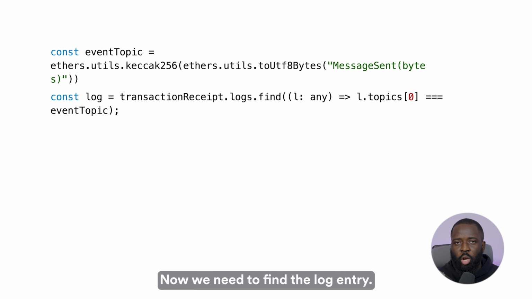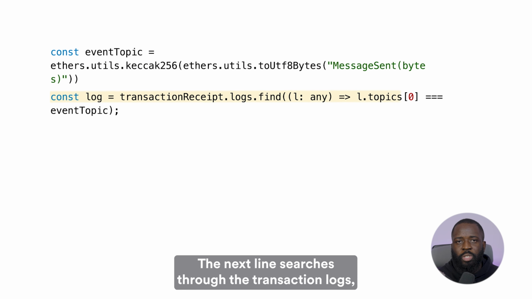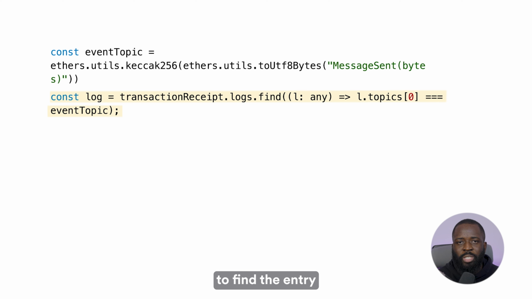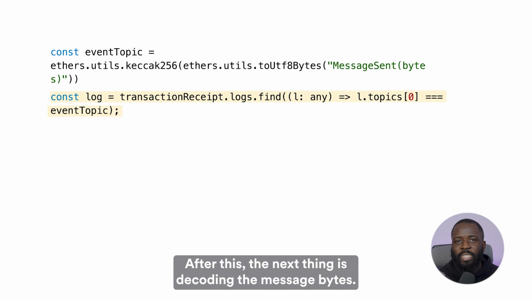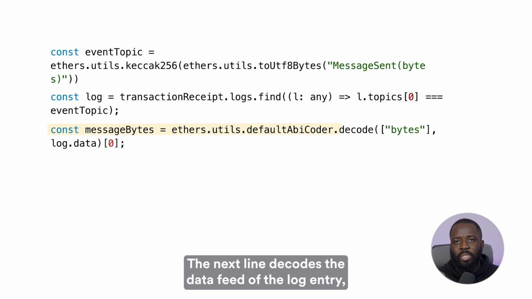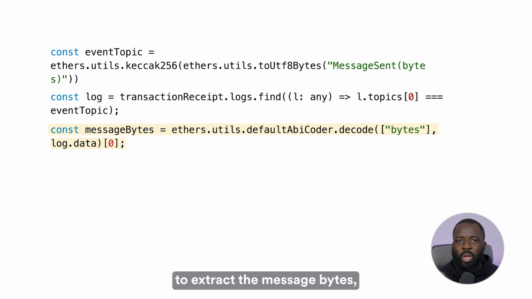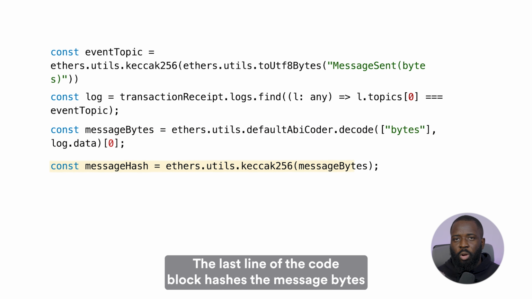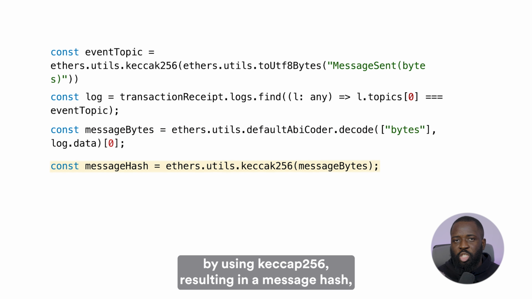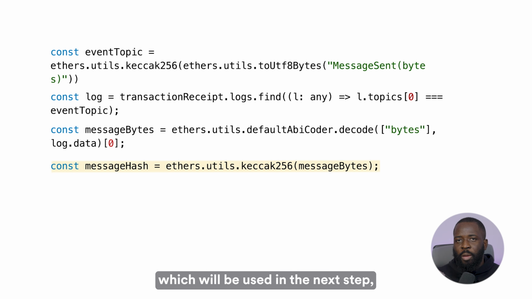Now we need to find the log entry. The next line searches through the transaction logs to find the entry that corresponds to the message sent event. After this, the next thing is decoding the message bytes. The next line decodes the data field of the log entry to extract the message bytes, which are critical for the cross-chain transfer. The last line of the code block hashes the message bytes using Keccak256, resulting in the message hash, which will be used in the next step to fetch the attestation signature.